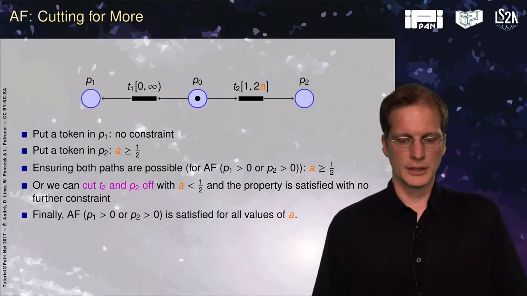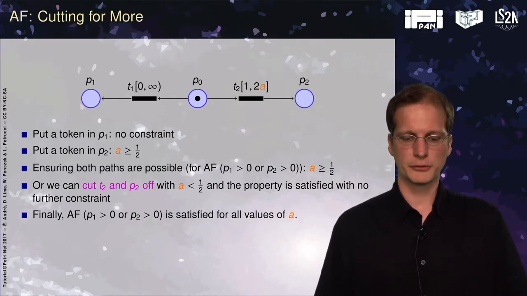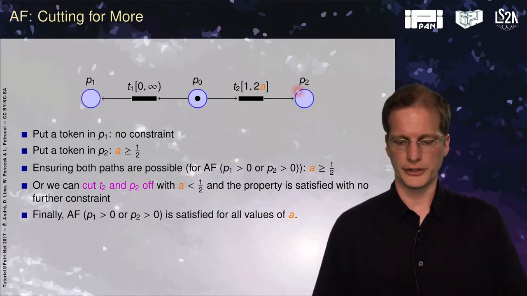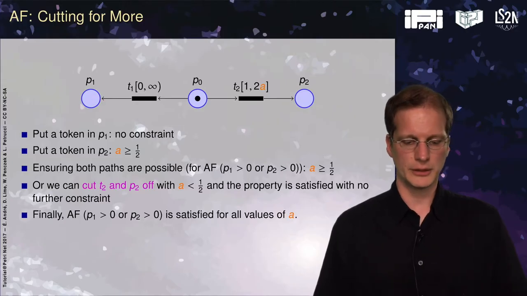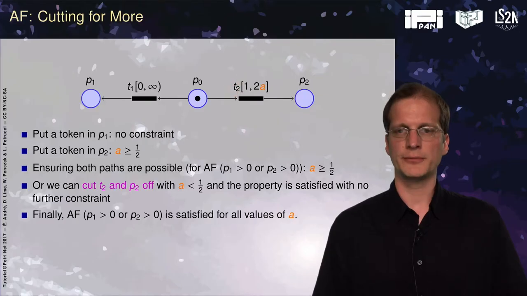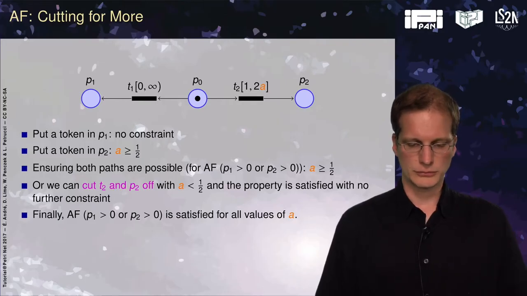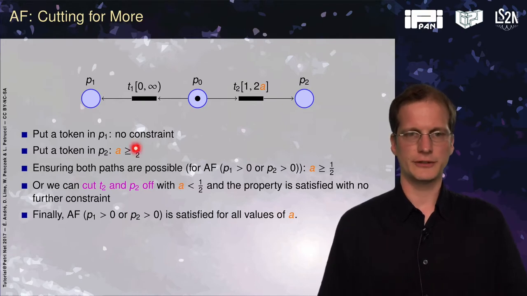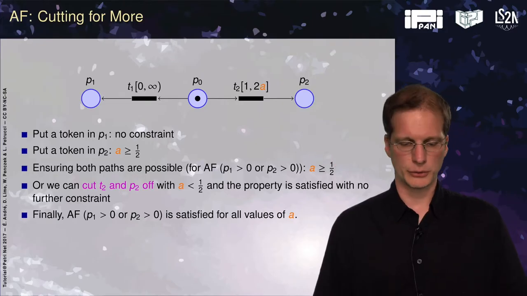So for instance here, suppose that we have the property that every path should go either here or here. So it seems trivial, but actually to go here we do not have any constraint, but to go here we need that the interval is not empty, so we need that A is greater or equal to 1/2. So if we want to ensure that both paths are possible, then we get the intersection of this and this, and this means that A is greater or equal to 1/2.